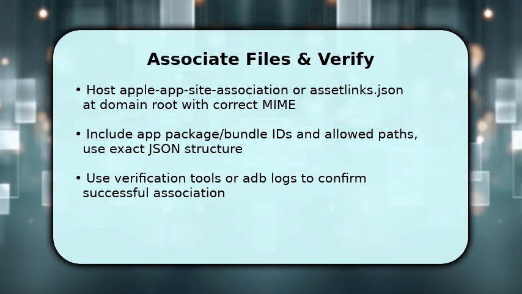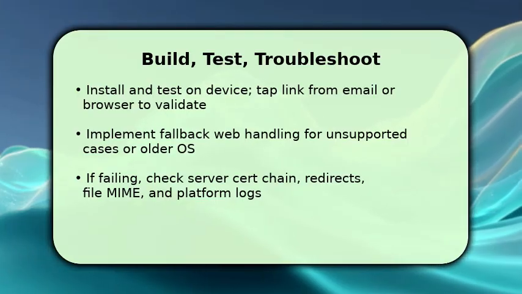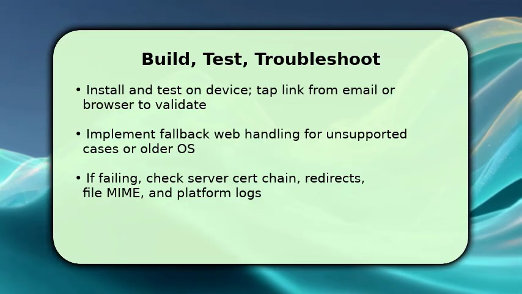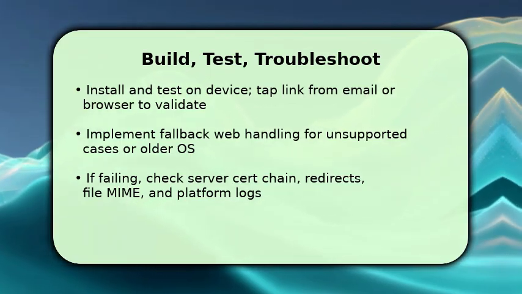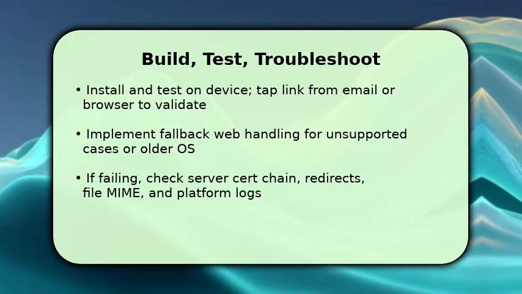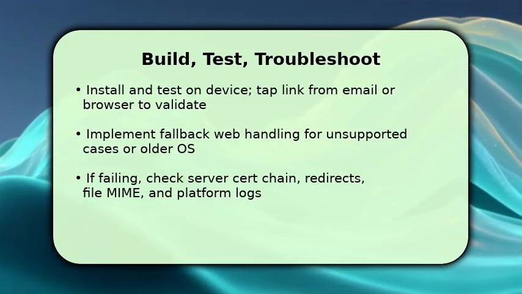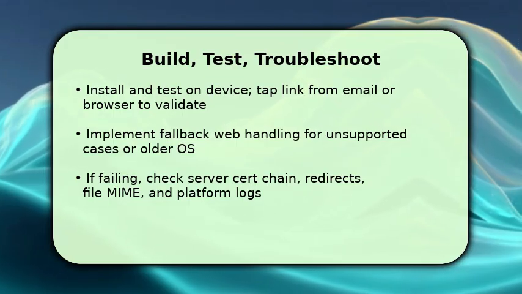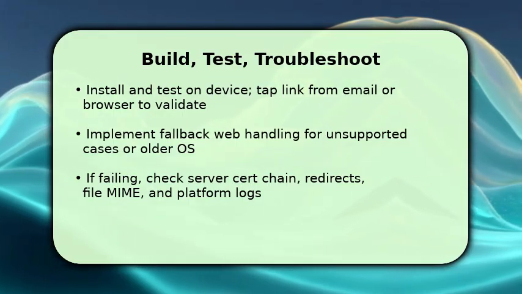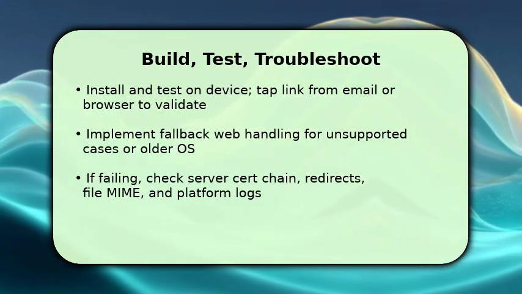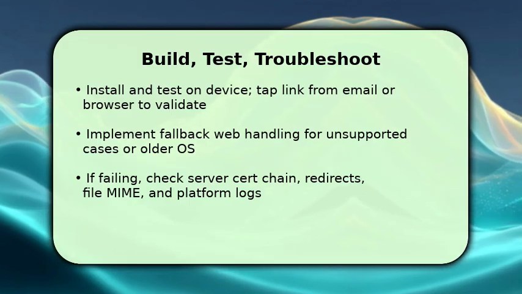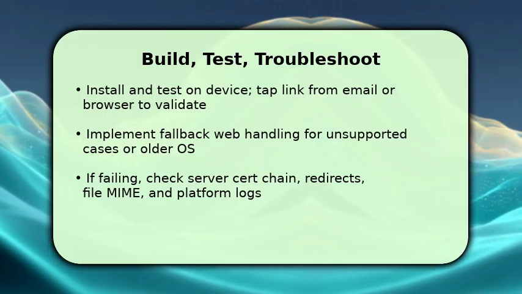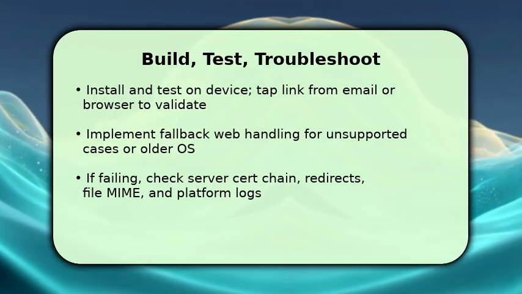Rebuild and install the app, then test by tapping the HTTPS link from a real source like email or a browser. This confirms the OS routes to your app. If the app doesn't open, implement an in-app fallback that opens the URL inside a web view so users still reach content. If problems persist, examine the server certificate chain, remove unexpected redirects, verify MIME types for your association files, and read device logs. That single troubleshooting step usually reveals the root.